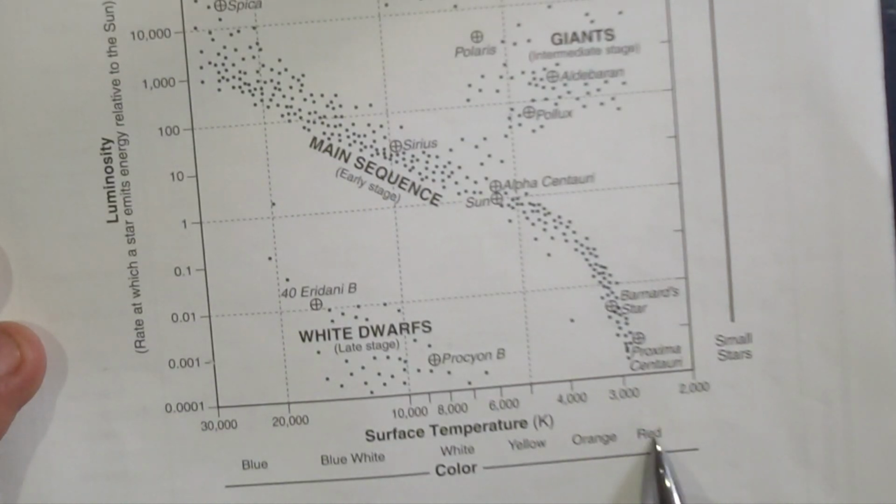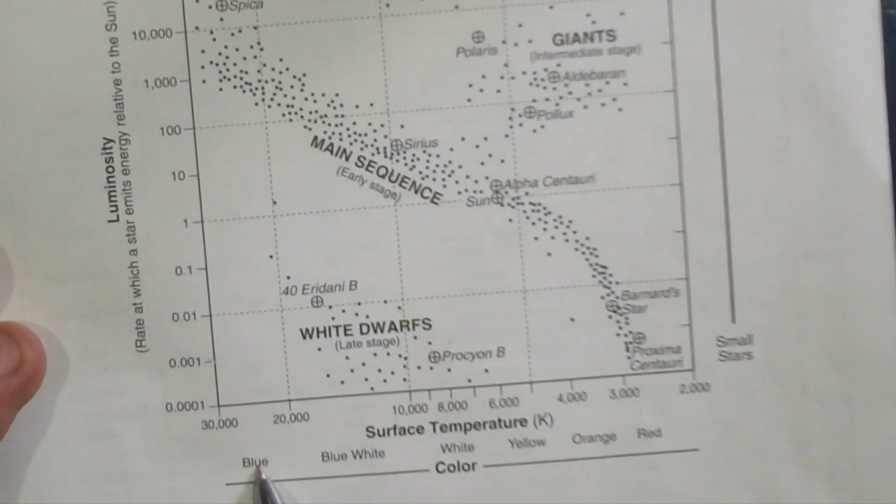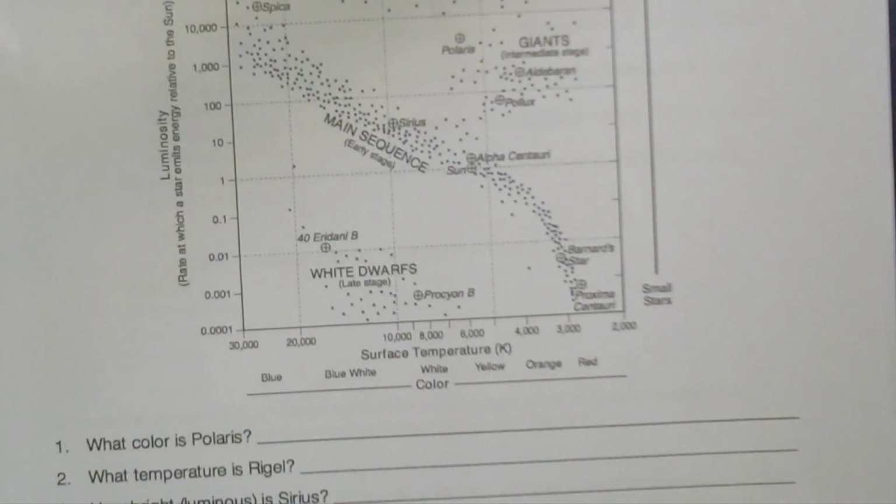Stars that are cool have a red temperature. As the temperature increases, the star's color changes from red to orange, then to yellow, then to white, then to blue-white, and then to blue. We'll be filling out the temperature and luminosity of stars together using the star chart. Let's take a look at the first question.